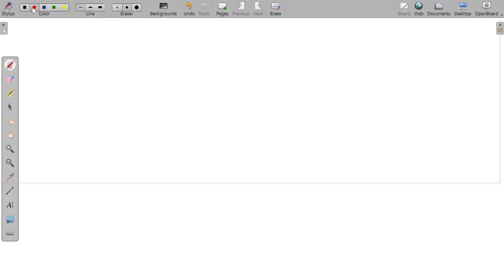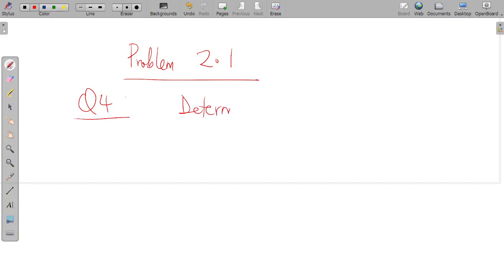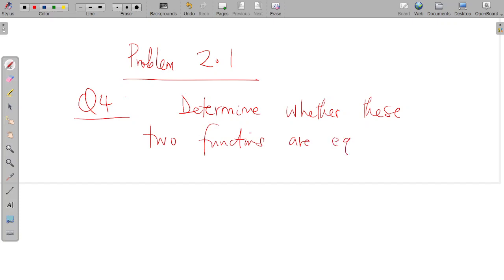All right, so we are now in problem 2.1 and question 4. In question 4, we want to determine whether these two functions are equal.